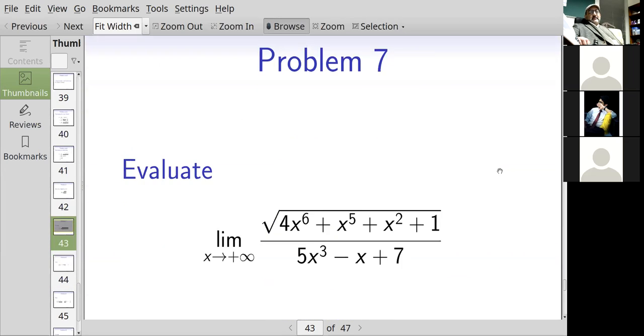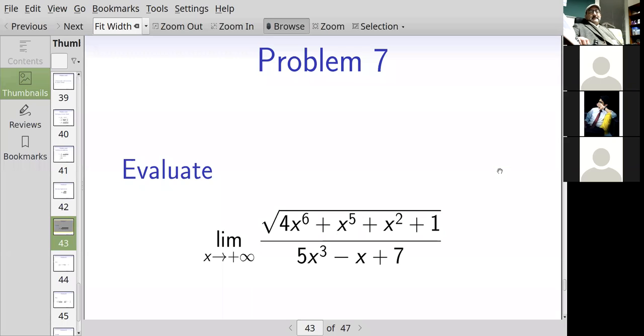Here's one that you can try. It would take a while to work it out. But you know, you should give it a shot. See how it works with L'Hopital's. There might be other ways. There might be better ways of doing this problem.